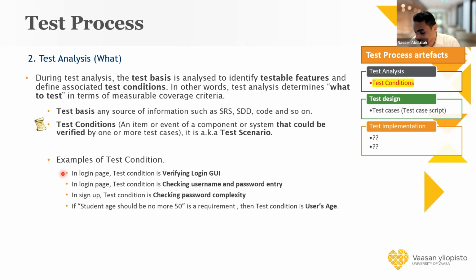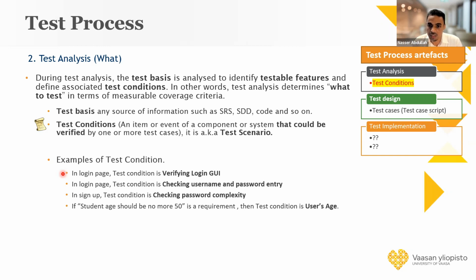Another example of a test condition is checking the username and password entry. You may have many possibilities for checking that. For example, the username and the password are empty; the username is valid and the password is invalid; or the username is not acceptable, for example, it does not meet the criteria for the username. So this is checking the username and password entry, and these are the test conditions.